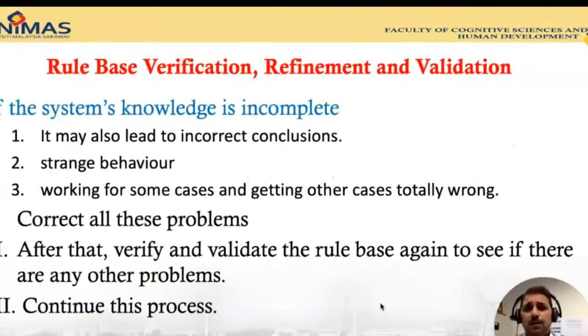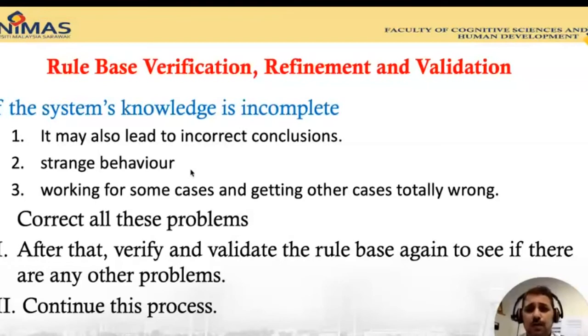So, if the system knowledge is incomplete, what are the complications? If the system knowledge is not complete, it may lead to an incorrect conclusion. Of course, if the knowledge is incomplete, then the conclusion will also be incorrect, or it may show strange behavior. Or it may work in some cases, and in other cases it may be totally wrong. These are the common issues when the knowledge is not complete.